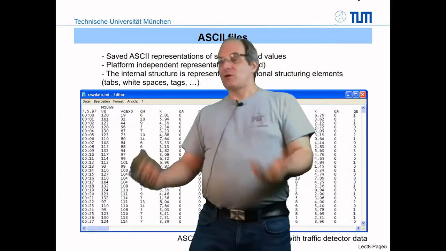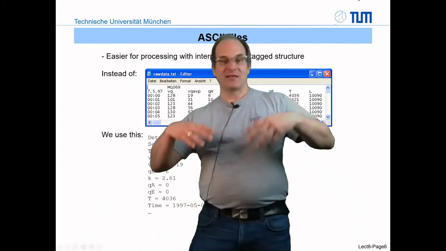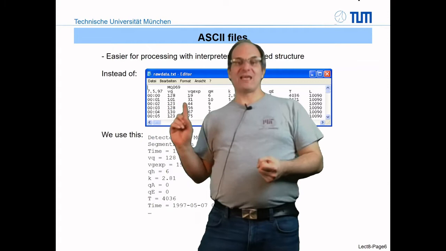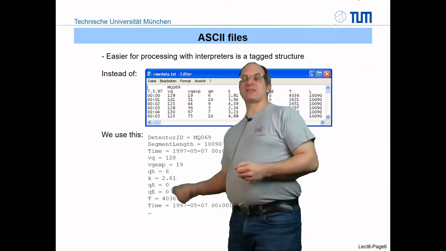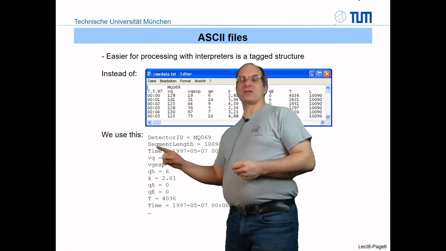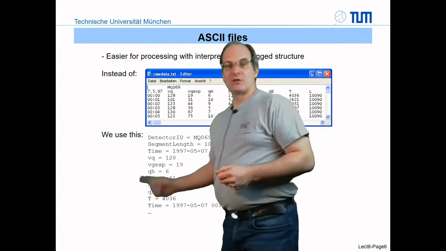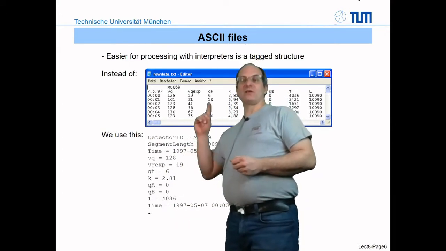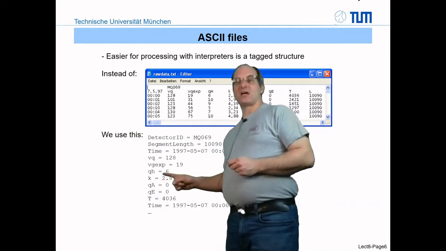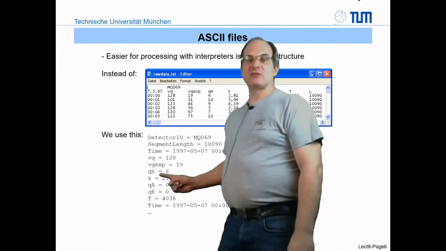And therefore, on our way to the markup language, we convert this table style into something like this. You add a description ID or a name, an equal sign, for example, and then the value. So this is the next step. So for example, detector ID, then segment length, then time, speed, and so on. So you have all of this stuff here, and you directly know this.